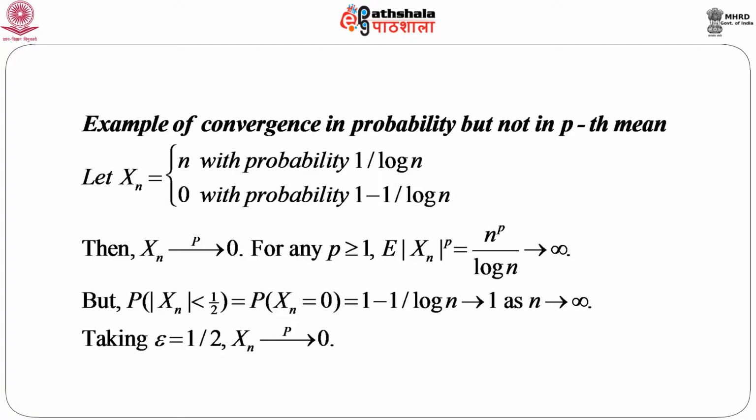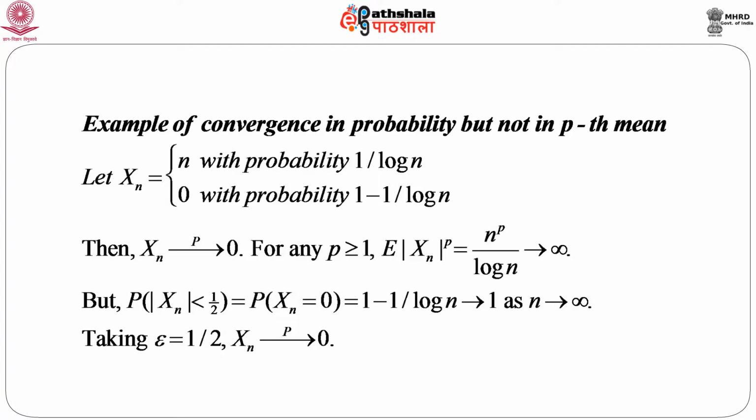Now, consider any p greater than or equal to 1. We can also take p a little less than 1, but positive. So, if we calculate expectation of |Xn|^p, we will get n^p by log n, and naturally this goes to infinity as n goes to infinity. So, here we see that expectation of |Xn|^p goes to infinity.